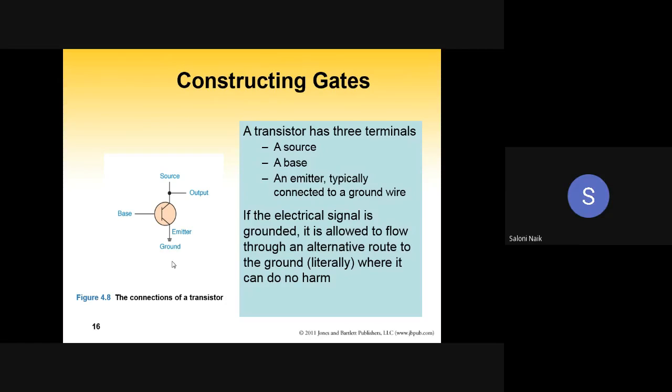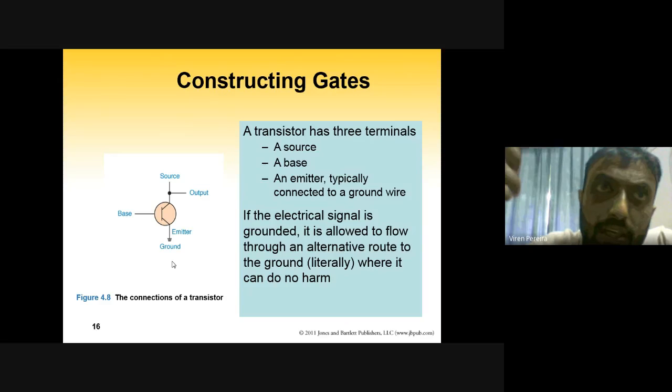Yeah. So your 5 volt, please don't switch off your mic. Keep your mic on. So if you all have anything, you all can just ask me. Don't worry.